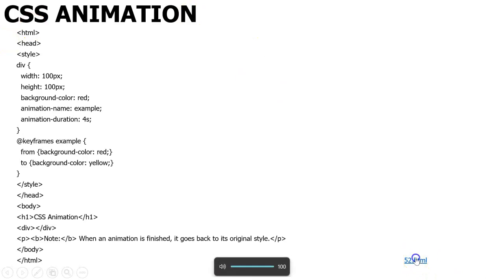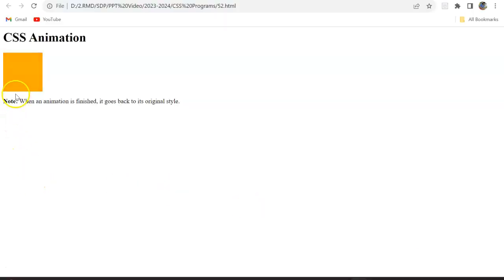I'll show the output. It is by default in red color. Now when I execute, it is slowly changing from red to yellow and it will come back to its original style. So this is how the animation works.